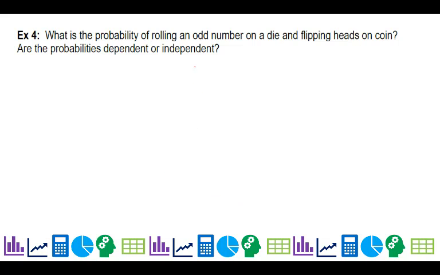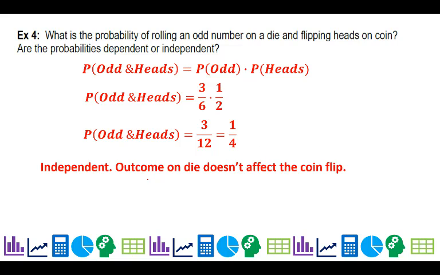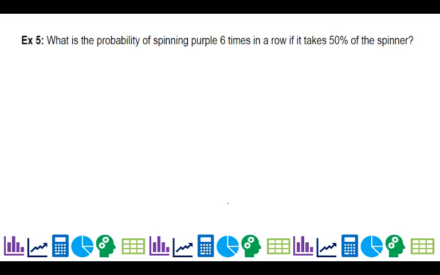So what's the probability of rolling an odd number on a die, assume a 6-sided die, a normal one, and flipping heads on a coin? Well, we'll just take the probability of getting an odd times the probability of getting heads. What's the probability you'll get an odd? Well, that's 3/6, and heads is 1/2. Multiply them together, and you get 1/4. They're independent. The outcome on the die does not affect the coin flip.